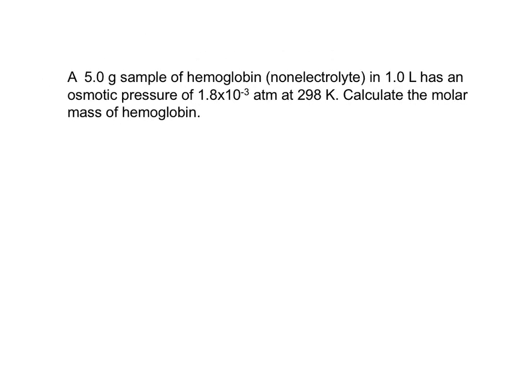And this is for hemoglobin. Hemoglobin is a non-electrolyte. If it's a non-electrolyte, then it's not going to break up into ions, right? So that means for hemoglobin, i will be equal to 1. So here you can weigh out 5 grams of the hemoglobin, put it in 1 liter, measure the osmotic pressure, and it's in atmospheres, by the way. If it's in torr, you have to convert to atmospheres. 1.8 times 10 to the minus 3 atmospheres.